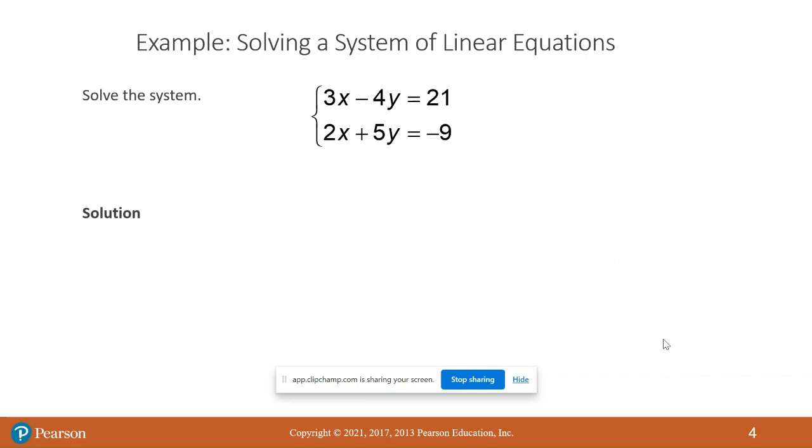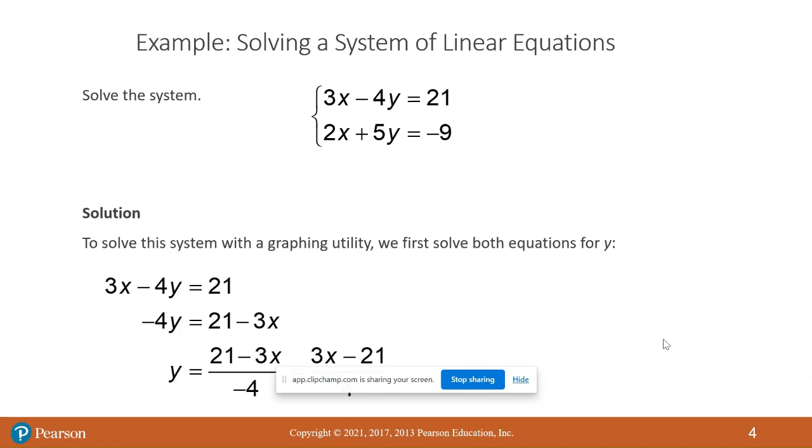Here we have the system 3x minus 4y equals 21 and 2x plus 5y equals negative 9. Now, we're going to solve this system using the graphing utility. In order to do that, we need to solve both equations for y. So here's what we have: 3x minus 4y equals 21. This is the first equation. I'm going to solve that first equation for y itself.